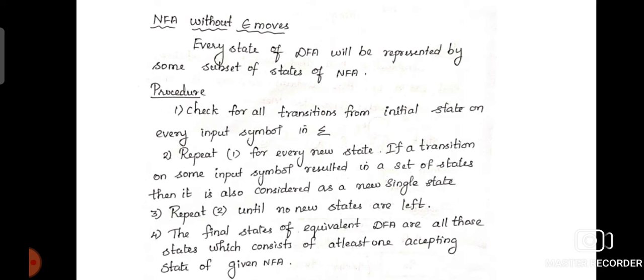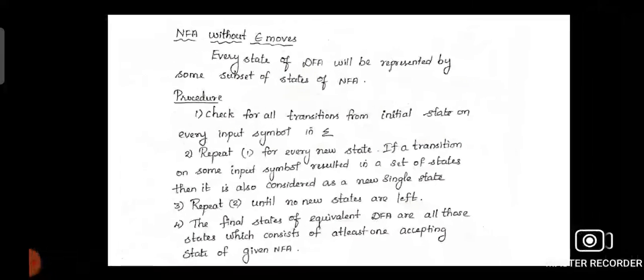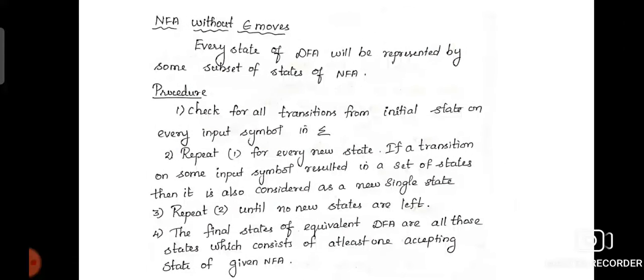Every state of DFA will be represented by some subset of states of NFA. And the procedure is, first step, we will check all transitions from the initial state on every input symbol in sigma. Sigma is the set of input symbols. And we will repeat step 1 for every new state. If a transition on some input symbol results in a set of states, then it is also considered as a new single state. We will repeat step 2 until no new states are left.